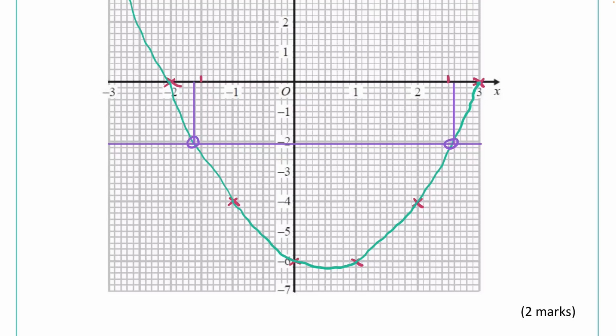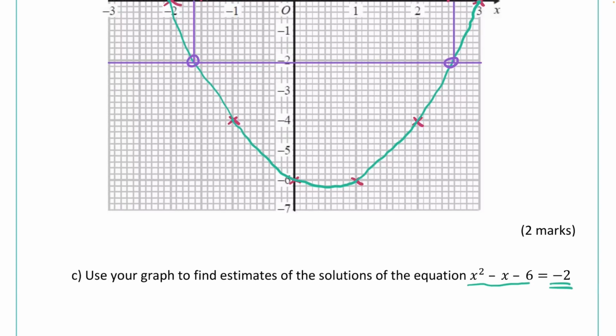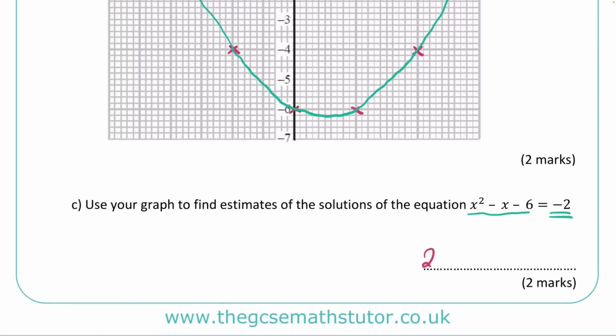There we go. So on the right there, that one is just past 2.5, so that is 2.6. And on the left, that's again just after minus 1.5, so that'd be minus 1.6. There we go, and there's my two solutions at negative 2. So all I'm going to do is write down those two numbers. So it's 2.6 and negative 1.6. There we go.